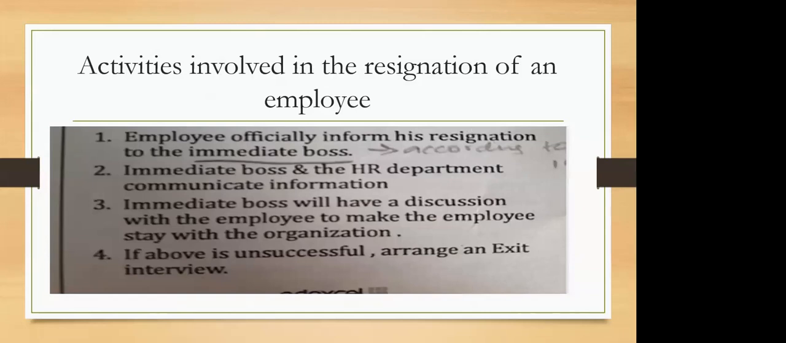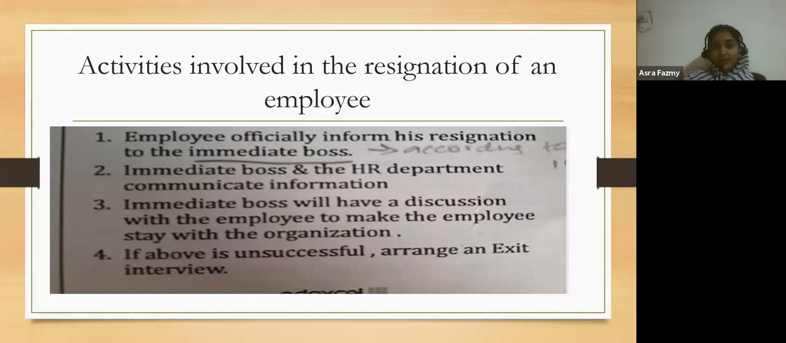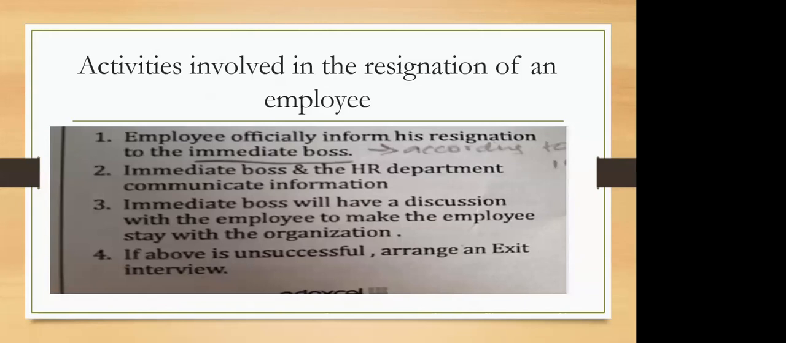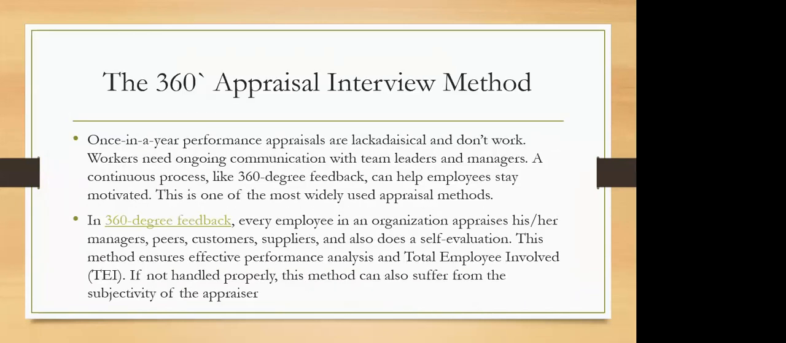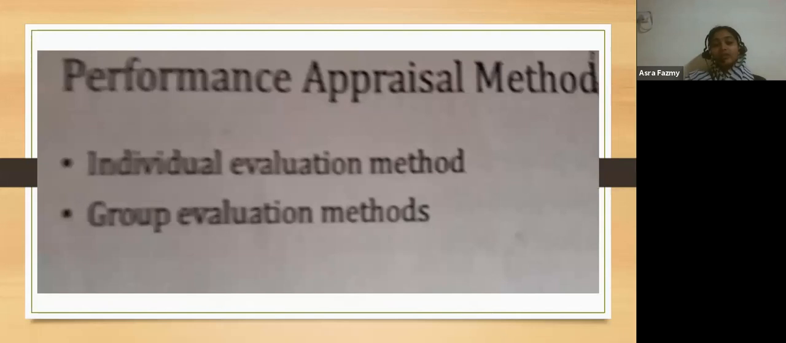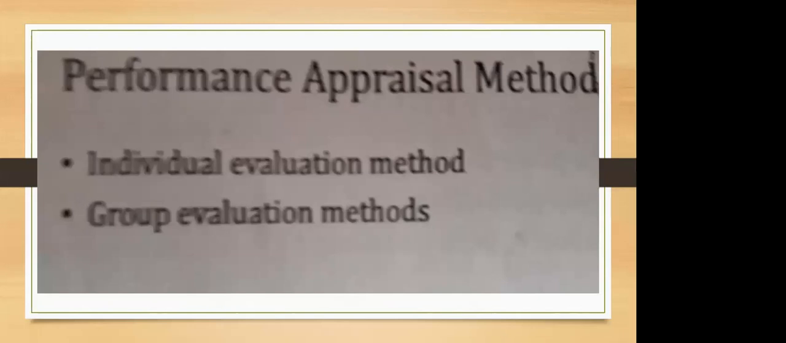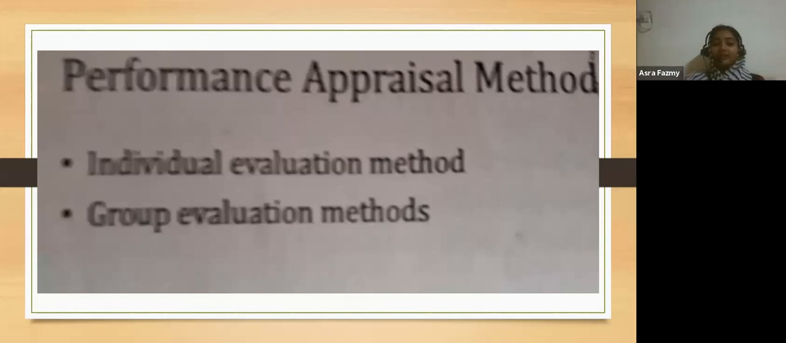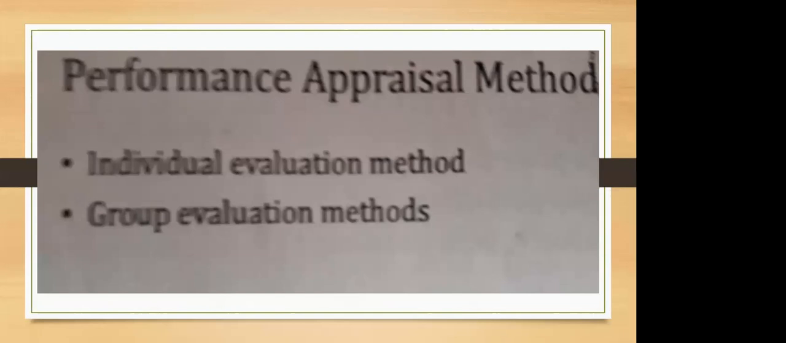In summary, I'll go through everything that we have studied today. We spoke about the performance appraisal methods. There are two different types of performance appraisal methods. One is called the individual evaluation method, and the second one is called the group evaluation method. Under the individual evaluation method, there is only one person who is involved in evaluating the employee's performance. Whereas in the group evaluation method, there is more than one person involved in evaluating the employees.